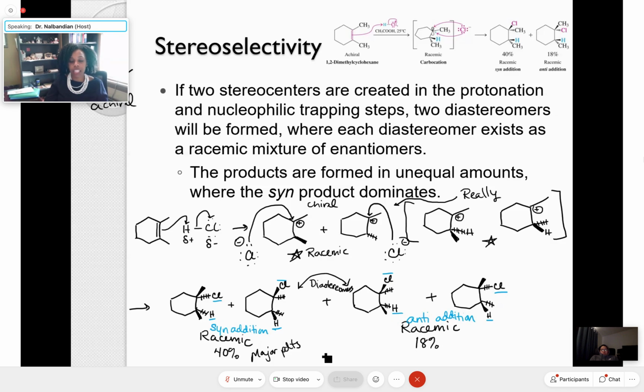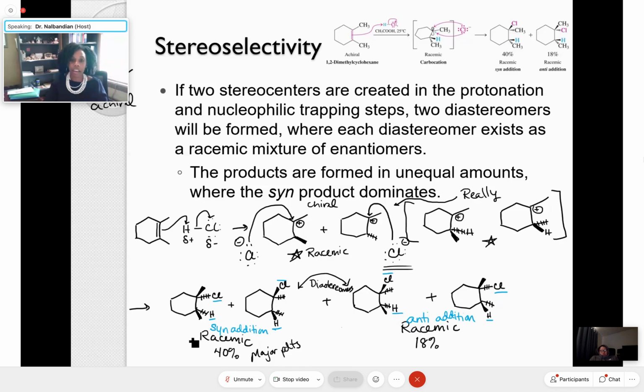Why do we have the 2 products made by the syn addition in a higher yield? Because notice that we're adding this large chloride. So here in this step, we're adding this large chloride to an atom that is 1 carbon away from a chiral carbon. Is it easier for the chloride to come in on the same face as the methyl or on the same face as the hydrogen? It's easier for the large chloride to come in on the same face as the hydrogen. So the syn addition is favored.